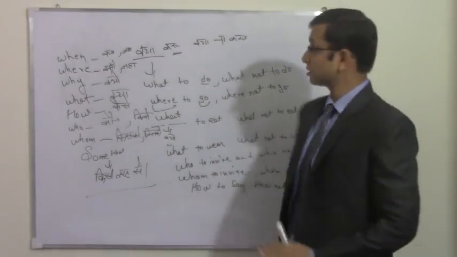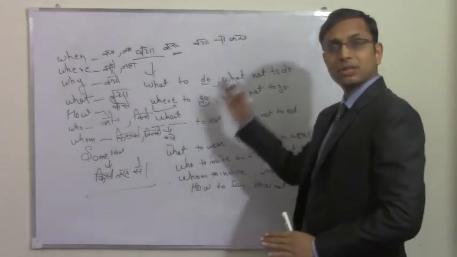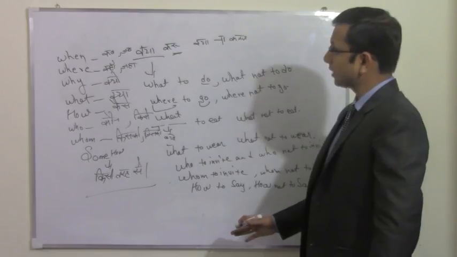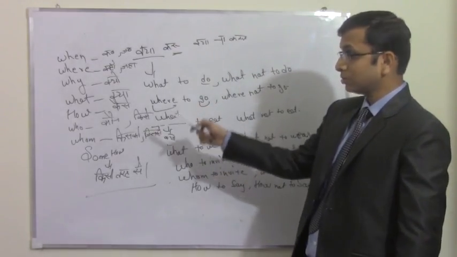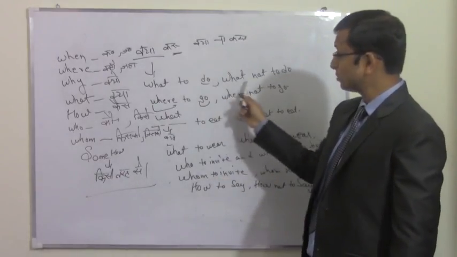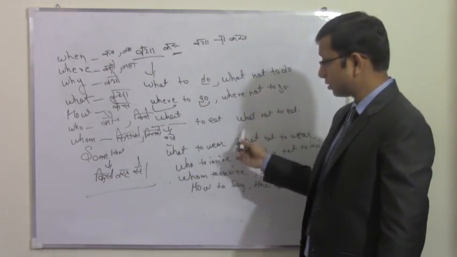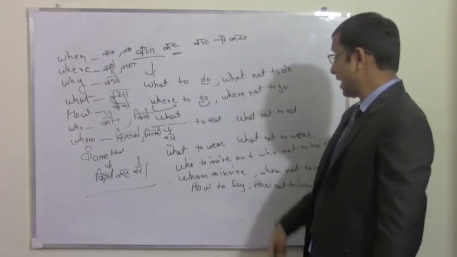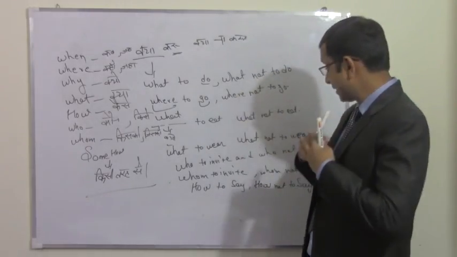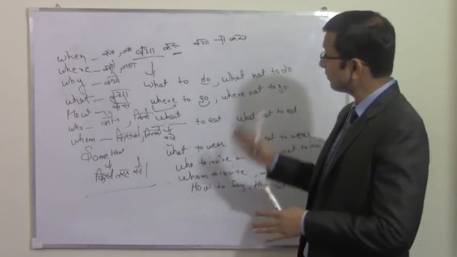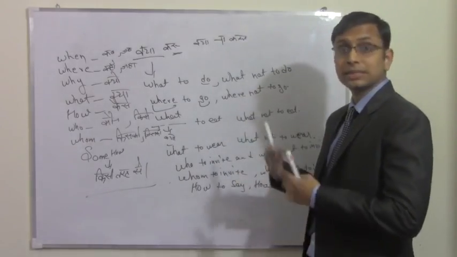I'll just take a pause, so in the meantime you can write all of them. Okay, so: when, where, why, what, how, who, whom, somehow. And then there's what to do, what not to do, where to go, where not to go, what to eat, what not to eat, what to wear, what not to wear, who to invite, who not to invite, whom to invite, whom not to invite, and how to say, how not to say. This is one of the expressions which we use in the English language.